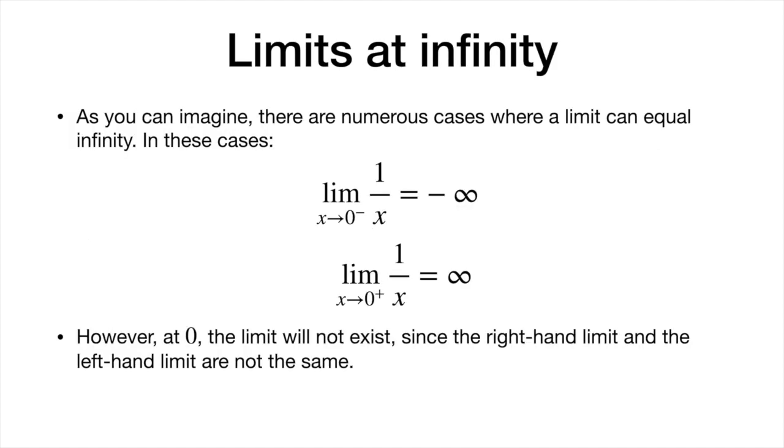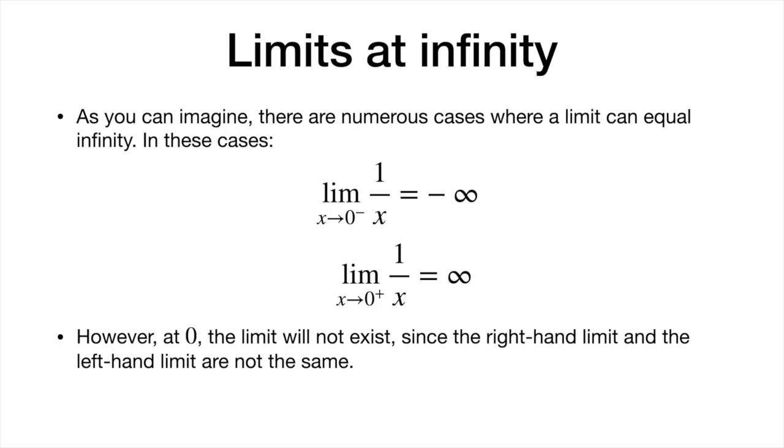So for limits being infinity, let's take a look at the function 1 by x. As we take smaller and smaller negative values of x closer to 0, the value of the function becomes a very large negative number. So we can conclude that the left-hand limit of 1 by x as x tends to 0 is negative infinity. Similarly, when we take smaller and smaller positive values of x, the value of the function becomes very large, but it's positive. So we can conclude that the right-hand limit of the function 1 by x as x tends to 0 is positive infinity.